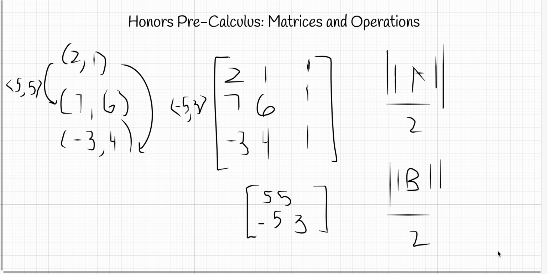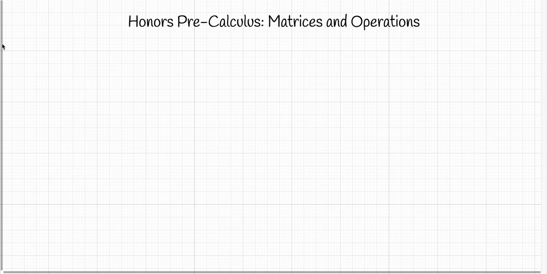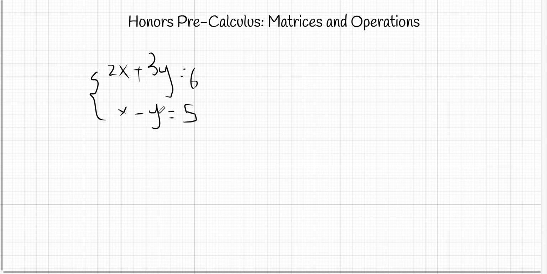And one more application would be solving systems of equations using matrices. First, let's see how to convert a system of equations into matrices. Let's say you have something like 2x plus 3y is equal to 6, and x minus y is equal to 5. Now you can use substitution or elimination to solve this. You can even graph it if you want. I guess you could guess and check, but that's not really recommended.